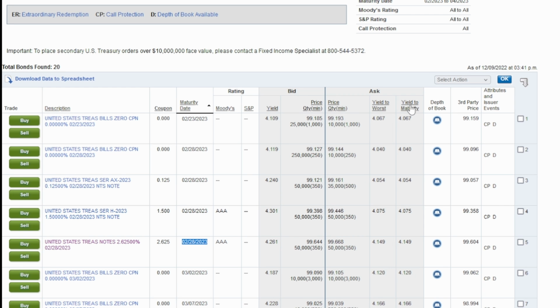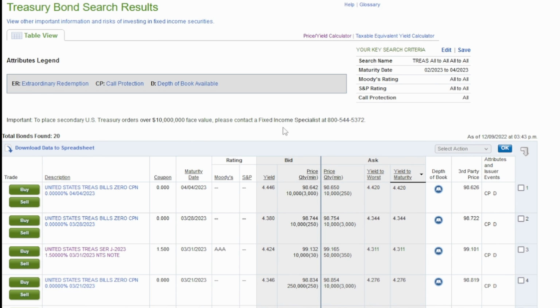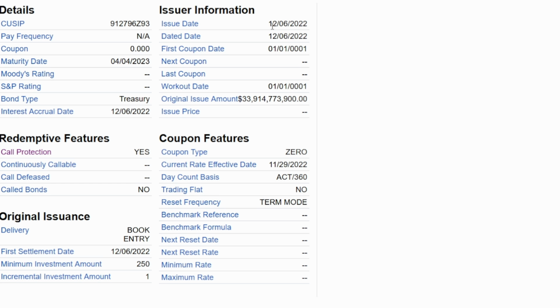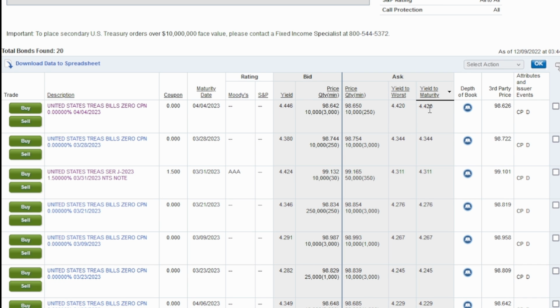So let's sort what's the best yield to maturity we can get here. So this one matures April and it got a 4.4% yield to maturity. Let's take a look at this one. This one was issued 12/6/2022, just a few days ago, which is kind of interesting because the brand new auction that I just bought has an estimated yield of 4.1 something.